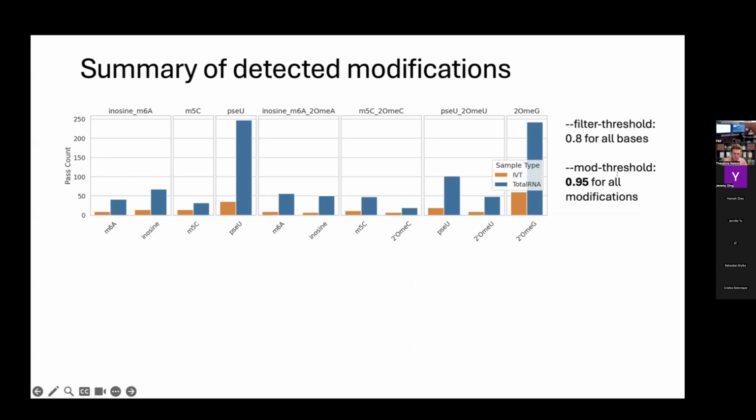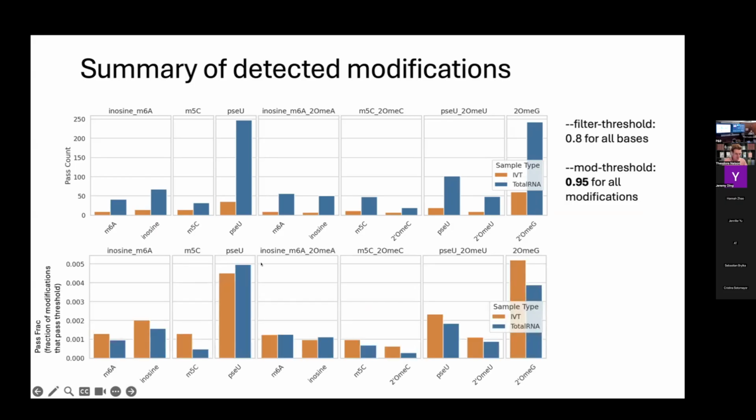You also have to remember that the total RNA sample, if you'll remember from our homework, had more mapped reads than the negative control, the in vitro transcribed sample. So that's the reason why there are so many more modifications detected in the total RNA, on top of the fact that that's the sample where we expect to actually detect real modifications that are not artifacts.